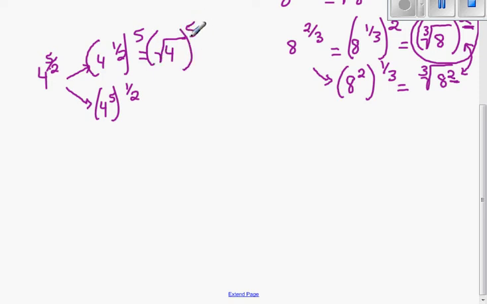Well, the square root of 4 is 2, so that leaves us with 2 to the 5th, and 2 to the 5th is 32. If we take the other option, we have 4 to the 5th power, and 4 to the 5th power is 1024. Raised to the 1/2 power, that would mean the square root of 1024. And the square root of 1024 is 32. So again, you can take either route you like, but the first one would be a little bit easier for most of us.